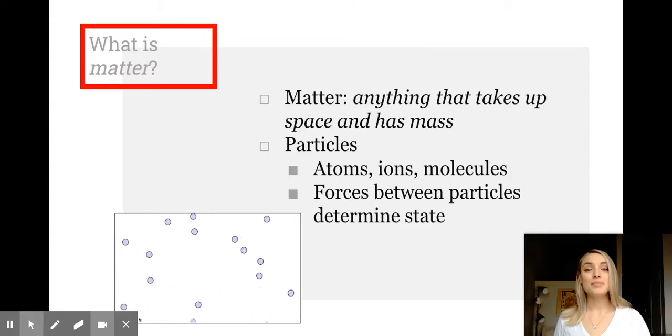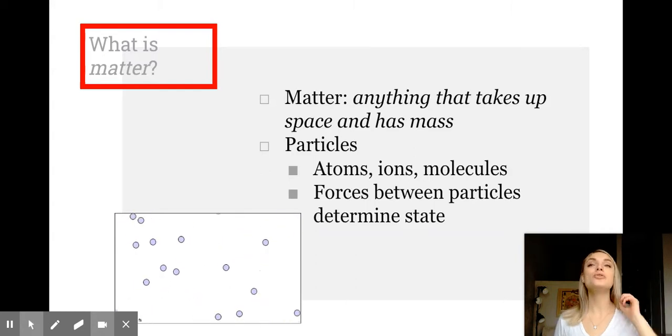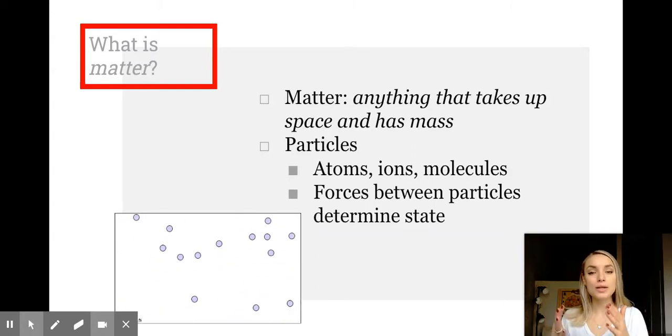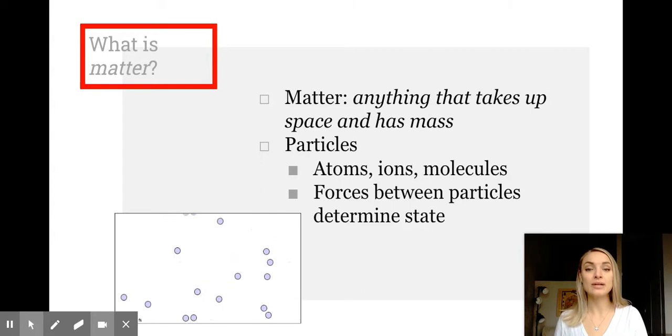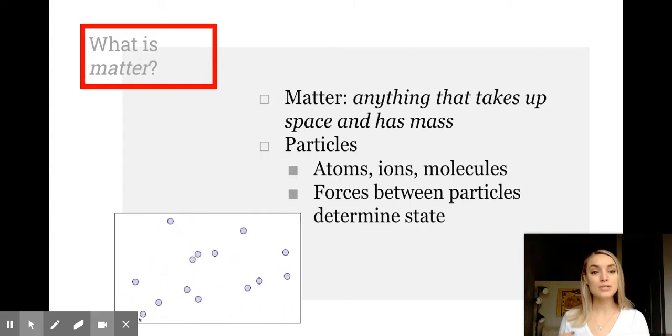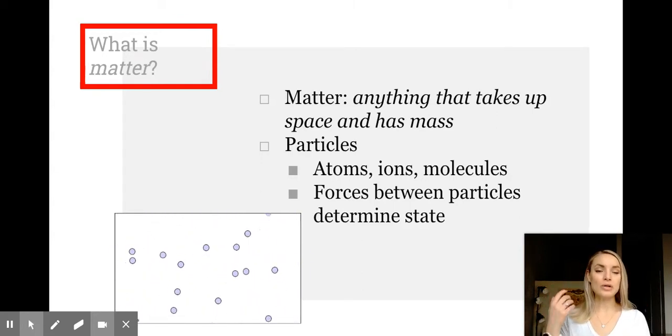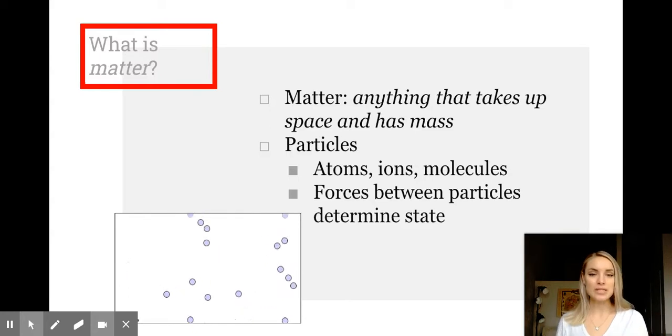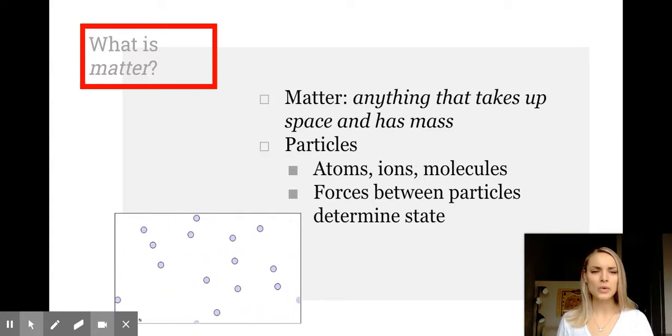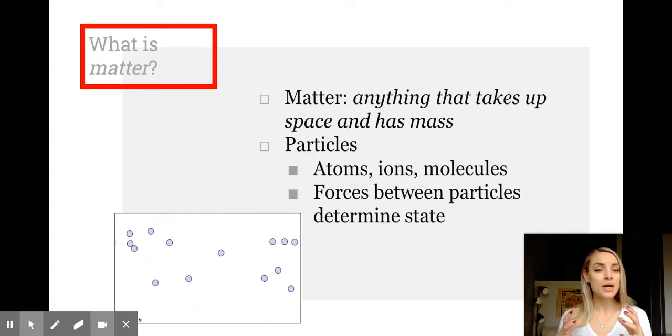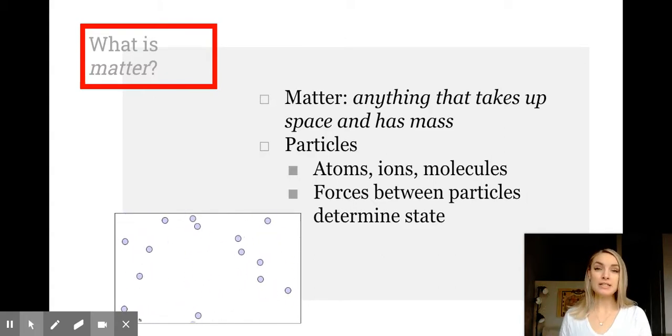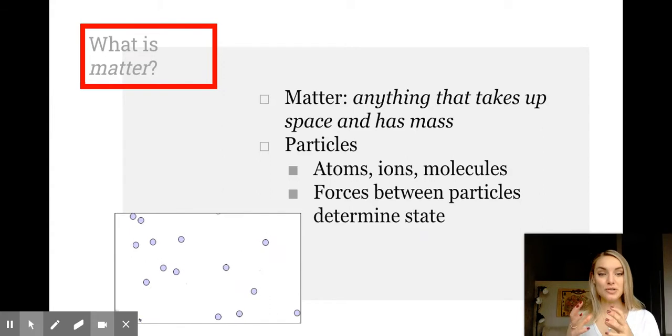And matter is made up of particles. Usually, when we're talking about the smallest units that we can break matter down into, we're talking about atoms or ions. And we'll get more into specifically what atoms and ions are in probably about a week or two, maybe in the next unit. But those are the smallest pieces that we can chop matter into.